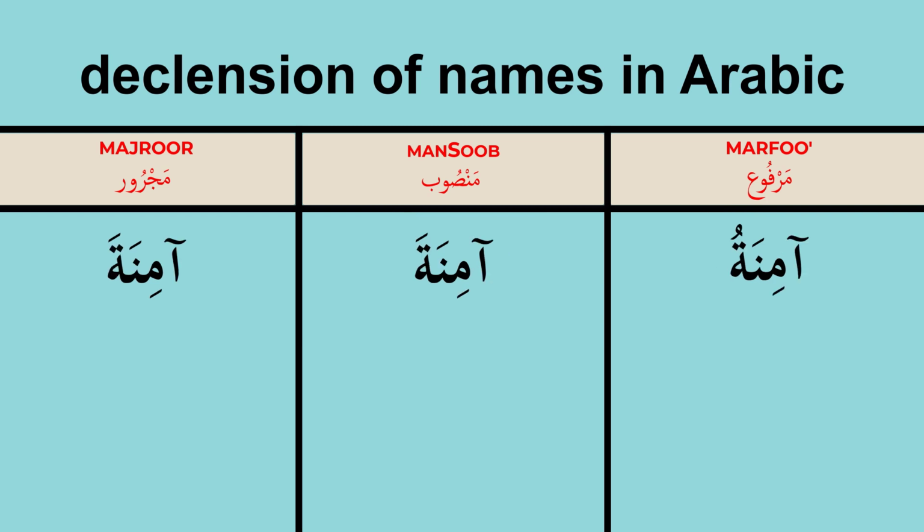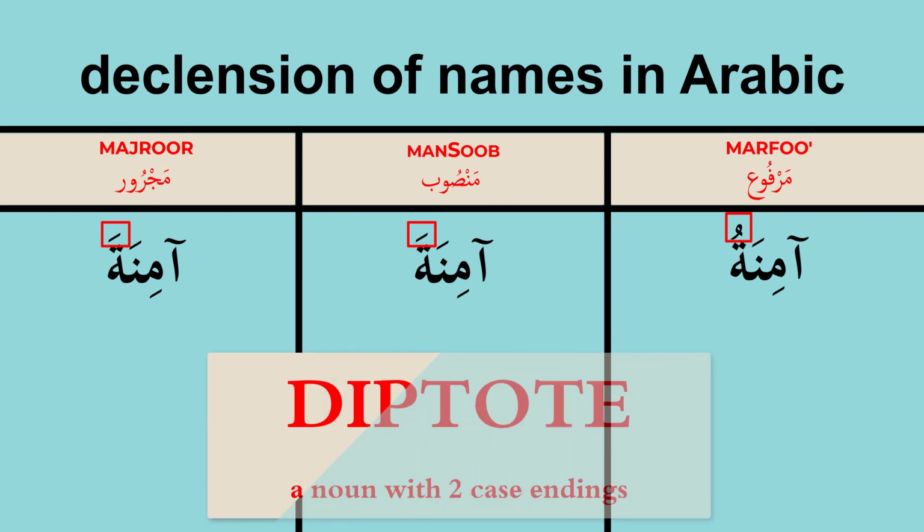Come to Amina. It is Aminatu, Aminata, and again Aminata. It did not decline fully. It declined a little bit and stopped. Are you with me, brother? Aminatu, Aminata, and again Aminata. The noun that declines but not fully, we call it diptote.